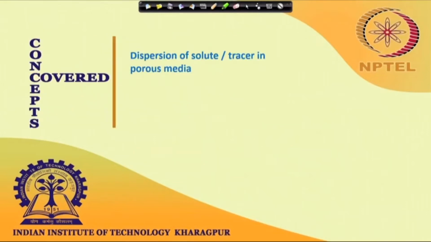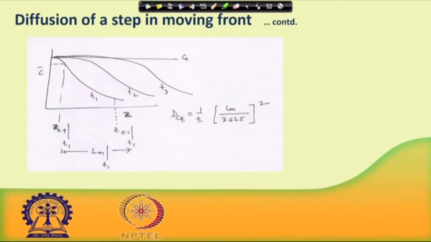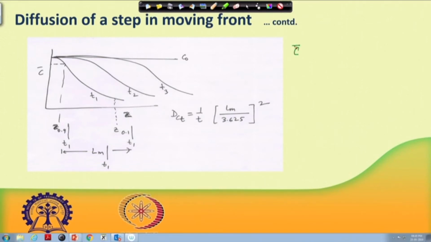So, in this regard, let us see what we have here. We were discussing dispersion of solute or tracer in porous media. We had talked about this dispersion process, and we have given you this expression for C bar. Now, C bar is the average concentration that we see at the outlet. Why are we putting it as C bar? Because this is over the entire cross section.